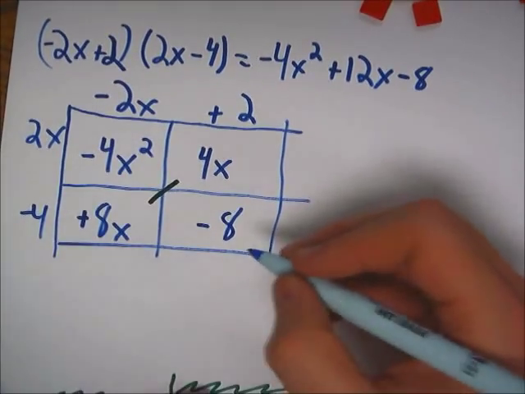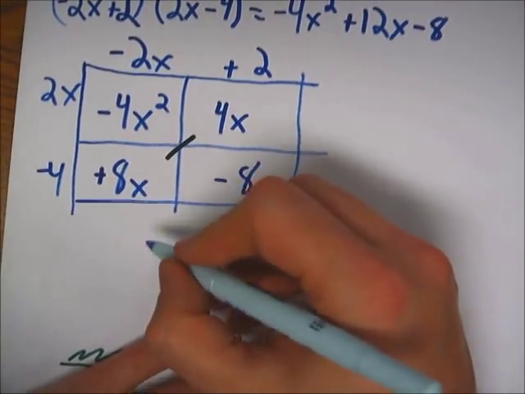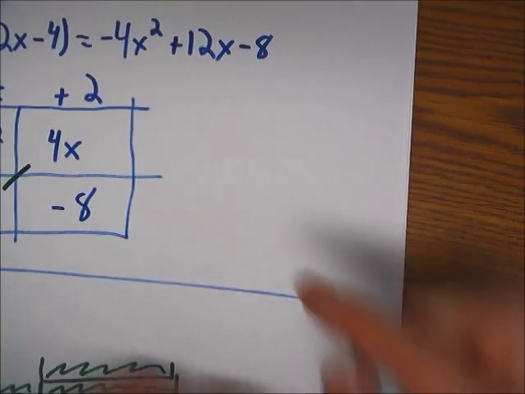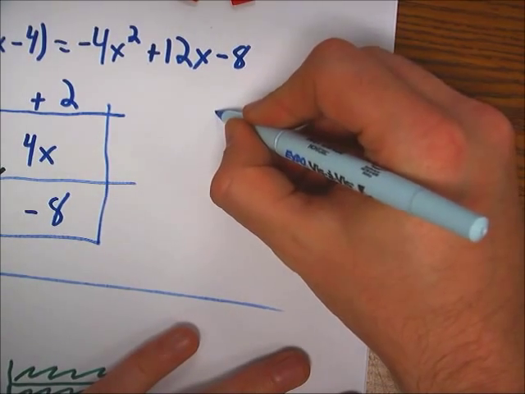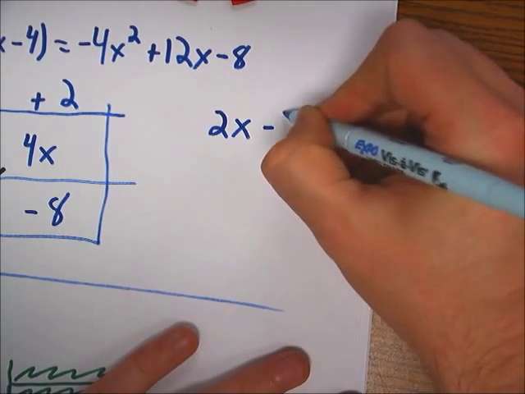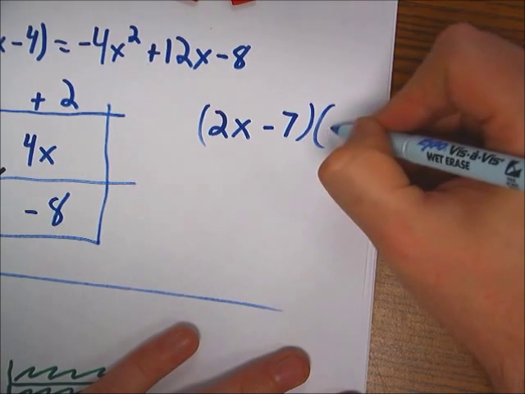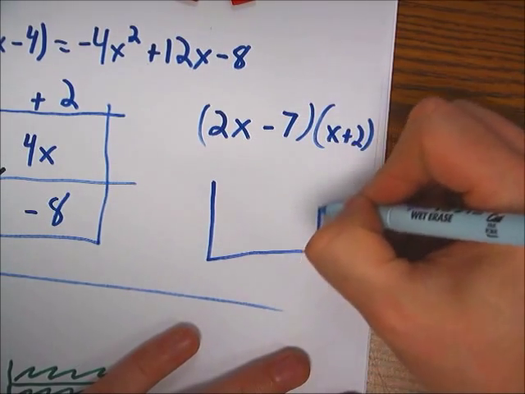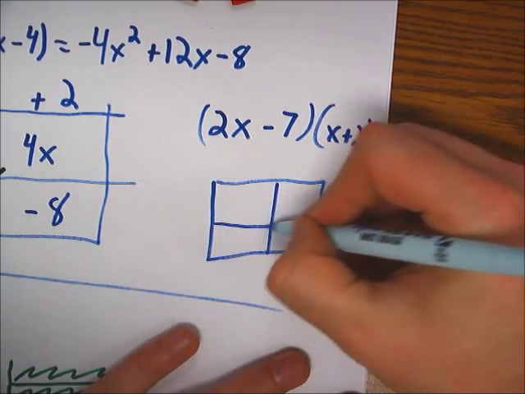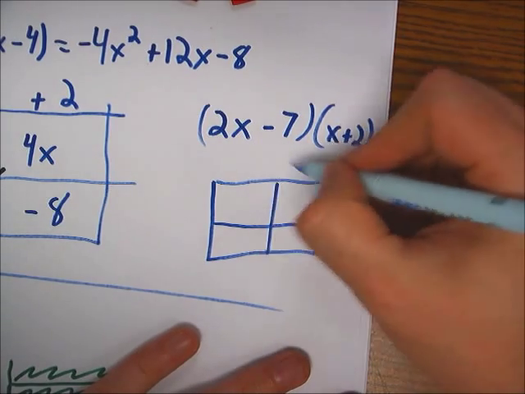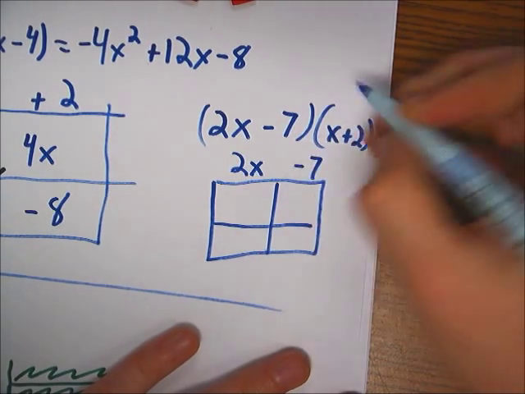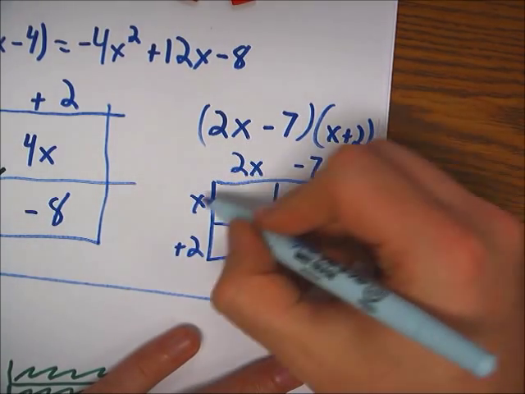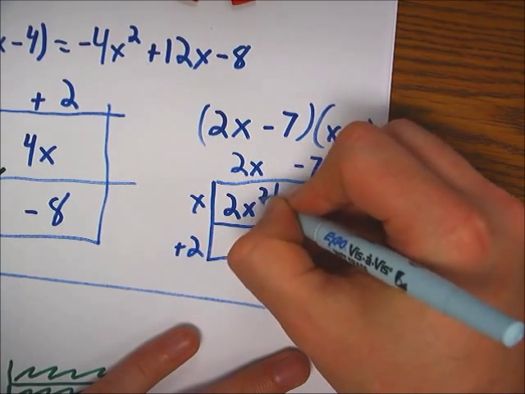Let's go ahead and do those ones that I had to draw earlier. Let's go this direction with it. 2x minus 7 times x plus 2. It's a binomial times a binomial. So I'll make a box that has 2 by 2, 2x minus 7, x plus 2, and multiply Punnett square style. 2x times x gives me 2x squared.